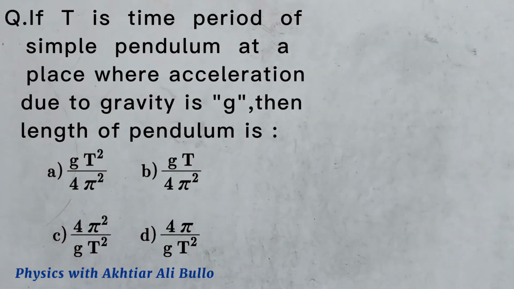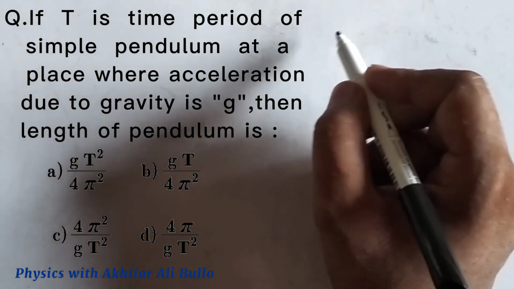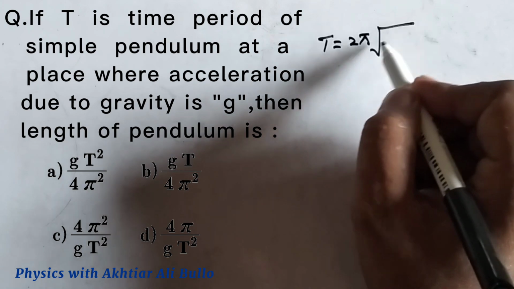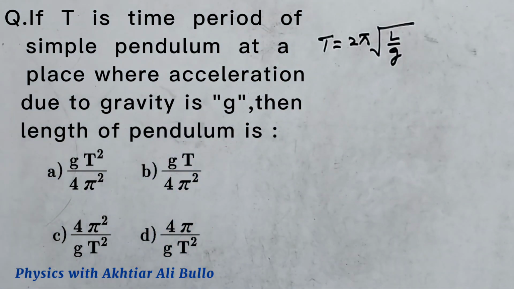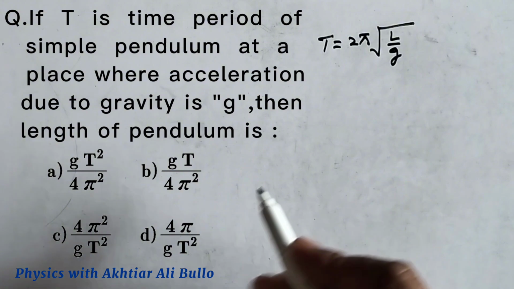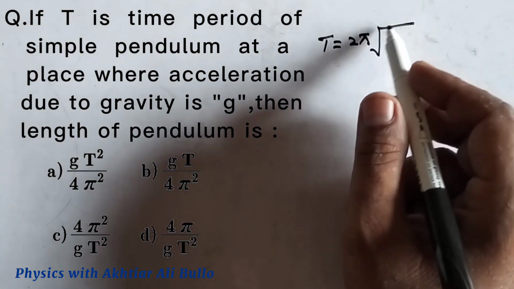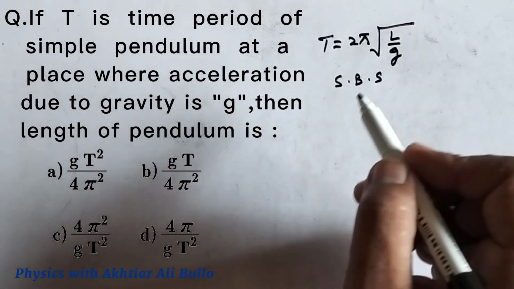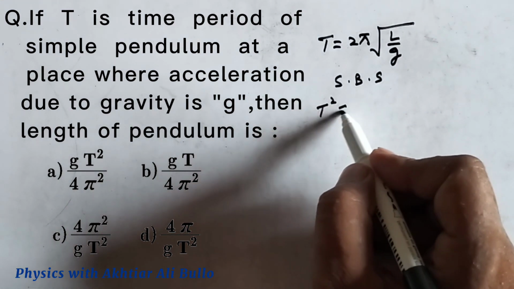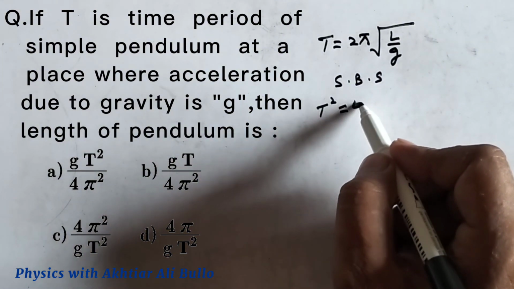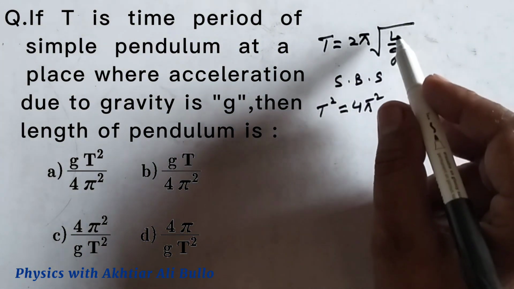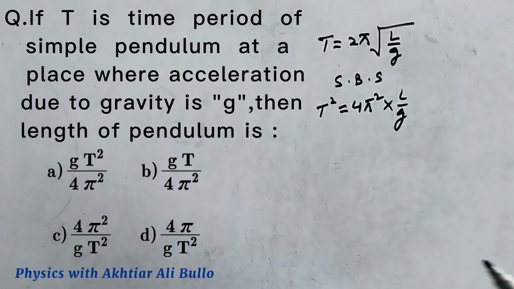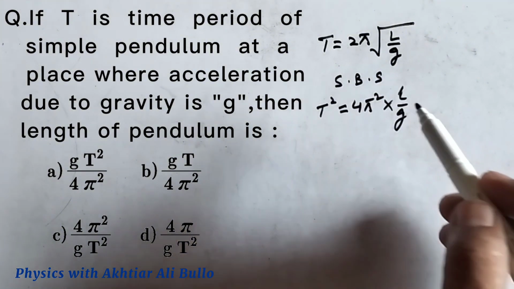The time period of a simple pendulum is calculated using the formula T is equal to 2π under root L upon g. So we have to find the length. To remove the square root, we square both sides. The square of T is T², the square of 2π is 4π², and the square root gets cancelled with the square. So it will be L upon g.